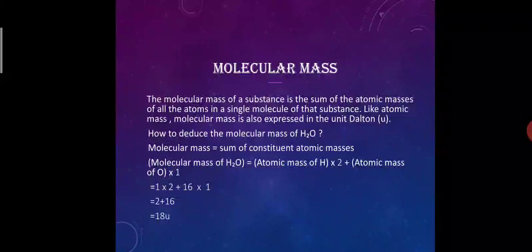Formula for molecular mass is equal to sum of constituent atomic masses. Therefore, molecular mass of water is equal to atomic mass of hydrogen plus atomic mass of oxygen. As there are two atoms of hydrogen and one atom of oxygen, atomic mass of hydrogen is multiplied by 2 and atomic mass of oxygen is multiplied by 1, which is equal to 1 into 2 plus 16 into 1, equals 2 plus 16, which is equal to 18 u, that is 18 Dalton.